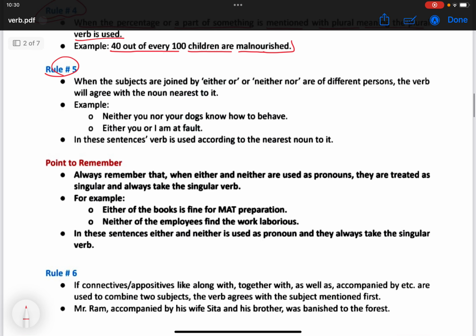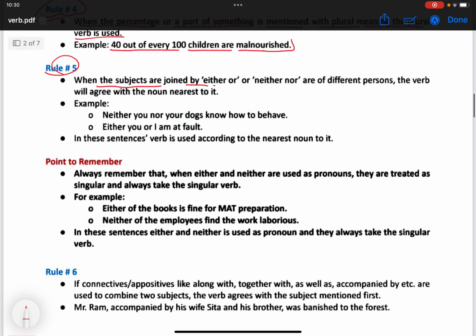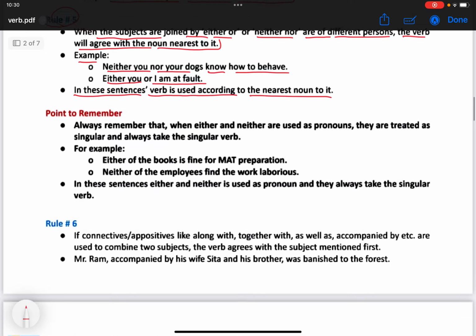Rule number 5, when the subjects are joined by either or, neither nor, and are of different persons, the verb will agree with the noun nearest to it. Example, neither you nor your dogs know how to behave. Either you or I am at fault. In these sentences, verb is used according to the nearest noun to it.